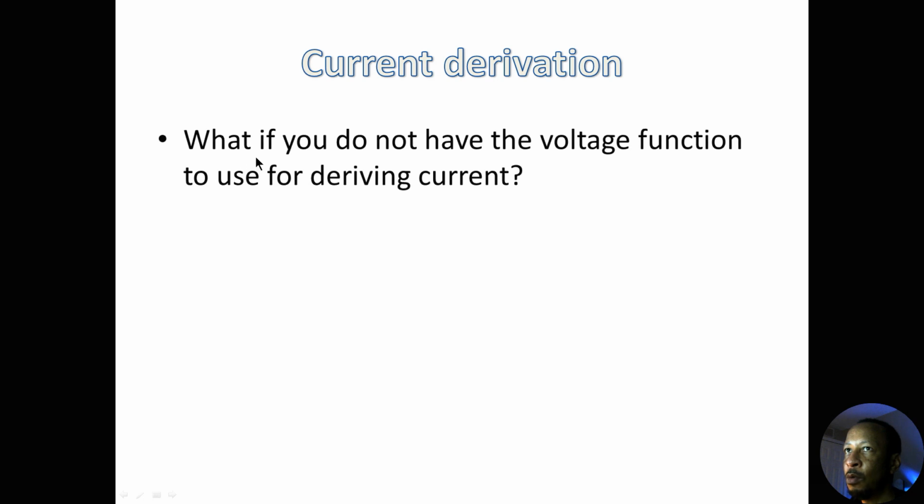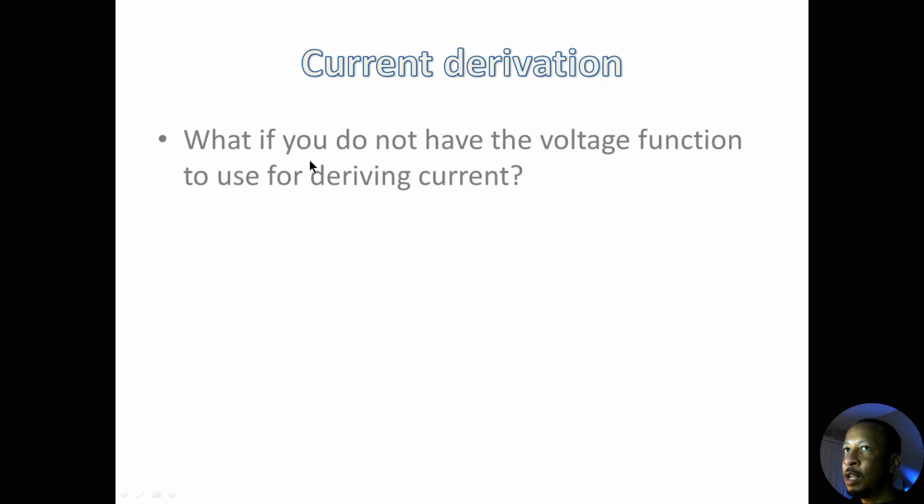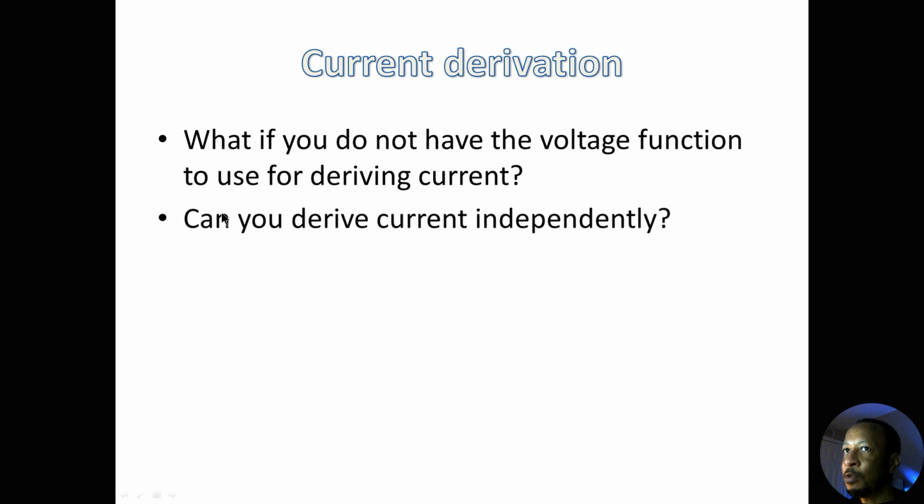And so for the current derivation, what if you do not have the voltage function to use for deriving current? Let's say you don't start with the voltage. Let's say you have no voltage function to put into your IC of s relationship there. Then can you get that all by itself? Can you derive the current independently? Yes, this is what I'll show next.